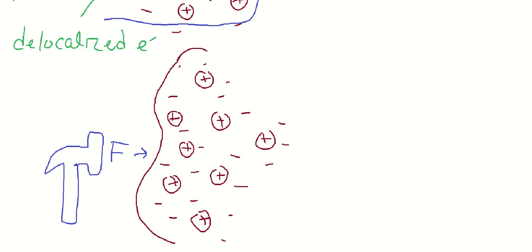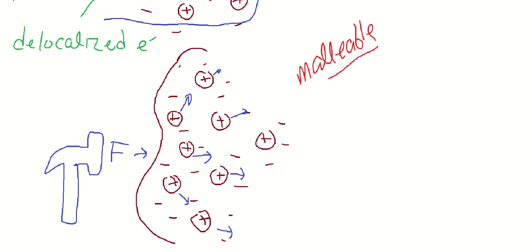This is called malleability. Right, that force is acting on these cations, which can shift now because they're, again, shielded by a layer of electrons. And this is known as malleability. So metals are malleable, again, because of this electron sea model, this model of delocalized electrons.